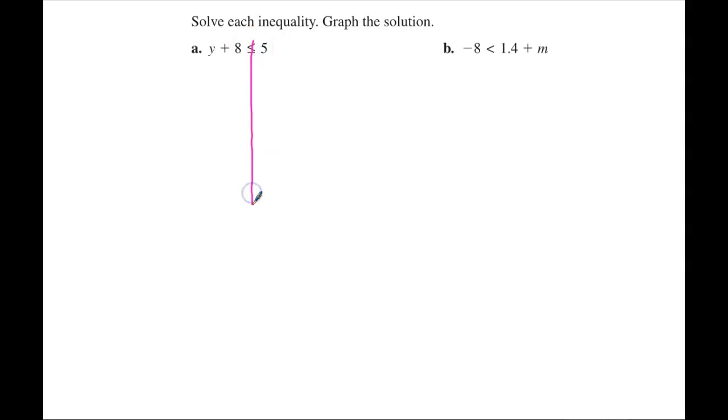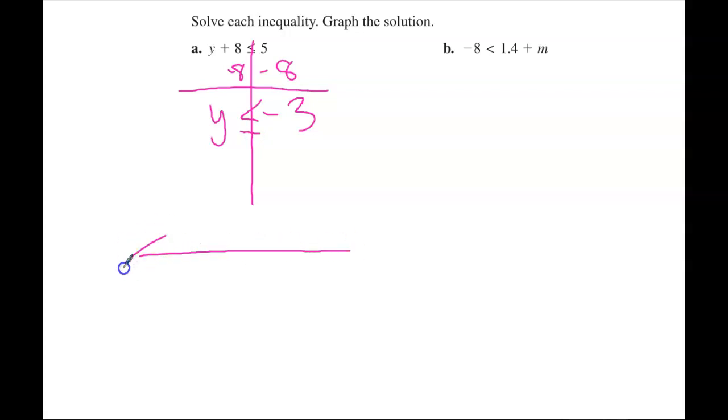So on this one, Bryce, I have y plus 8 is less than or equal to 5. How would I get y by itself? Subtract 8. Do you have more negatives or positives? Negative. How many more? 3. So I have y is what? Y is less than or equal to negative 3. Questions on that? No. Okay, so then I need to graph it.